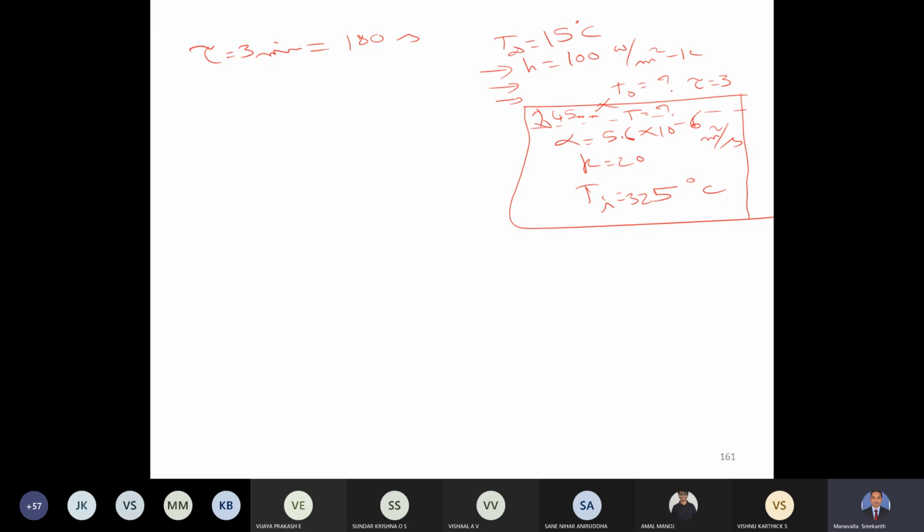So we'll use the chart. Let's say that this is a semi-infinite object. Then we see the temperature at the surface. We'll try to find this out first. We'll go by the chart solution. We know the time, we know the location, we don't know the temperature. Location one is the surface, the other one is at a depth of 45 millimeters. Now let us take up the surface first.